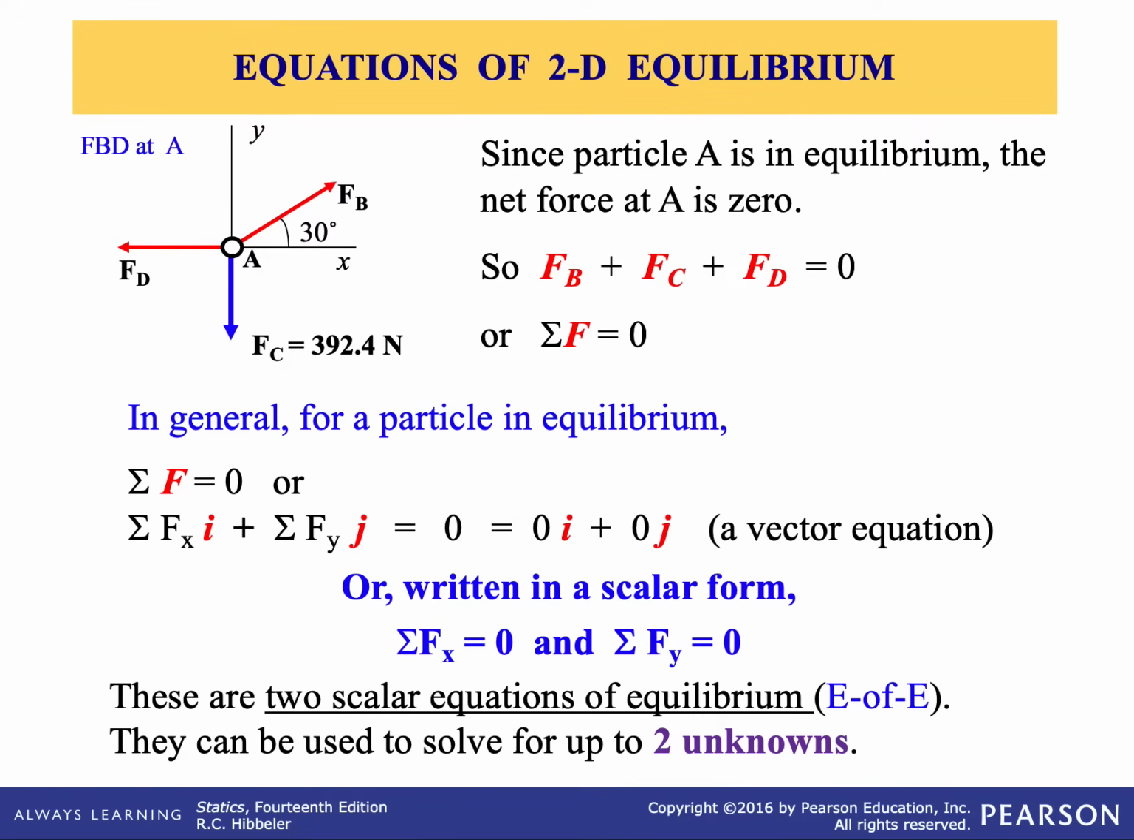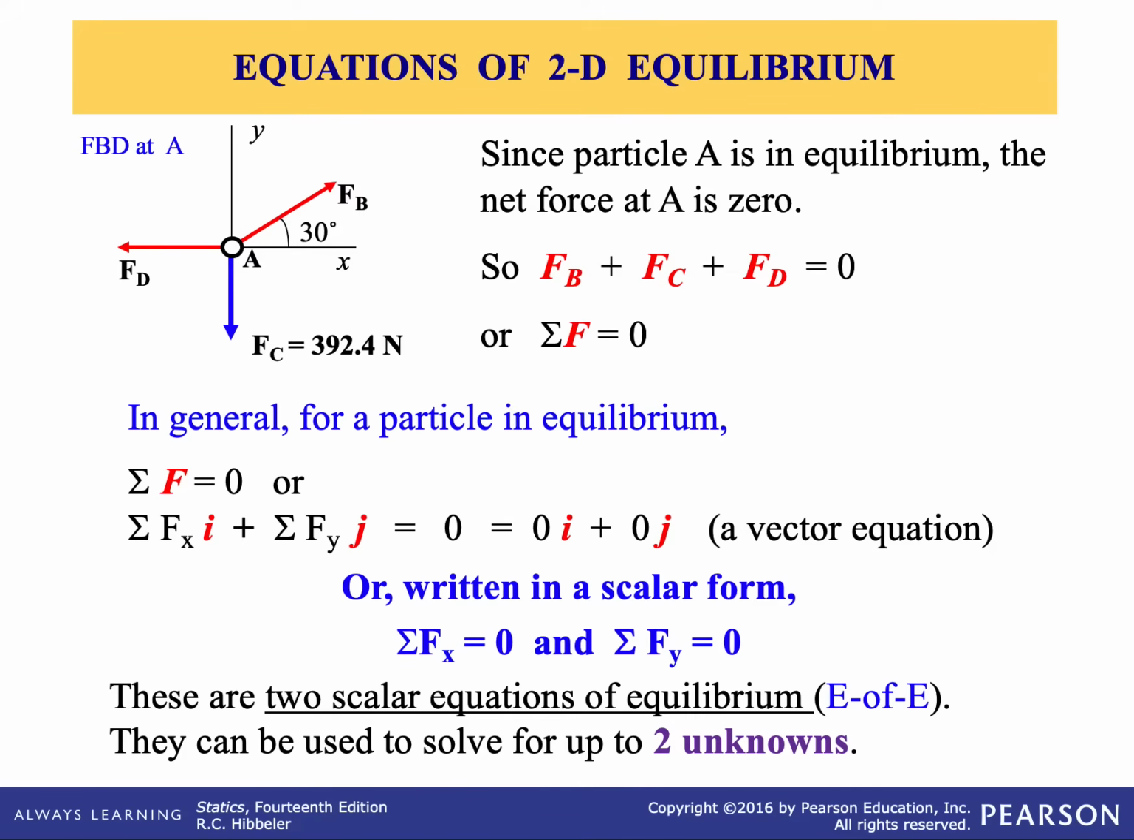Since this is a two-dimensional system, we can come up with two equations, and this will allow us to solve for up to two unknowns. That's how we construct and solve the equations of equilibrium. Keep in mind, our assumption is that we are at equilibrium. Let us construct the equations themselves and see how they would look and what we can do with them.